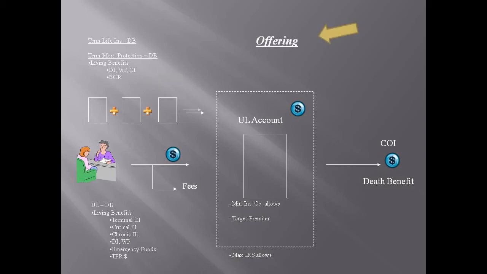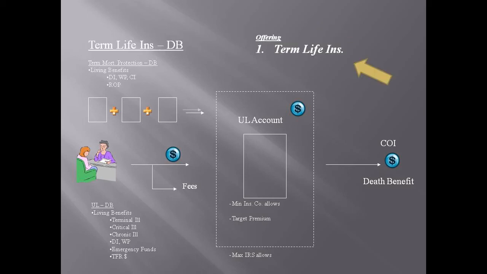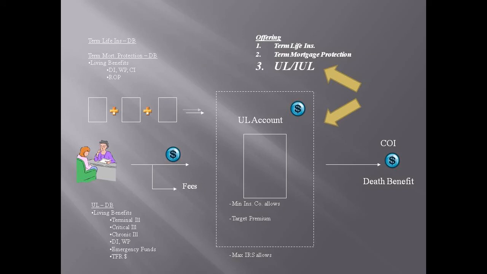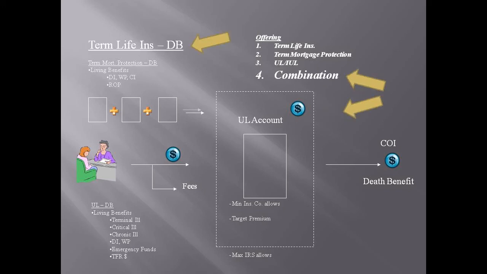Now, with that level of knowledge of term, mortgage protection term, and the universal life policy, what should you choose? Well, the offering can consist of the following. 1. A term life insurance policy with reasonable premiums. 2. Term mortgage protection insurance with living benefits and the potential to have all your paid premiums returned tax-free. Number 3, universal life, where in addition to asset protection or the death benefit, you also have a number of living benefits and tax-free retirement income. Or finally, a combination of any of the above.